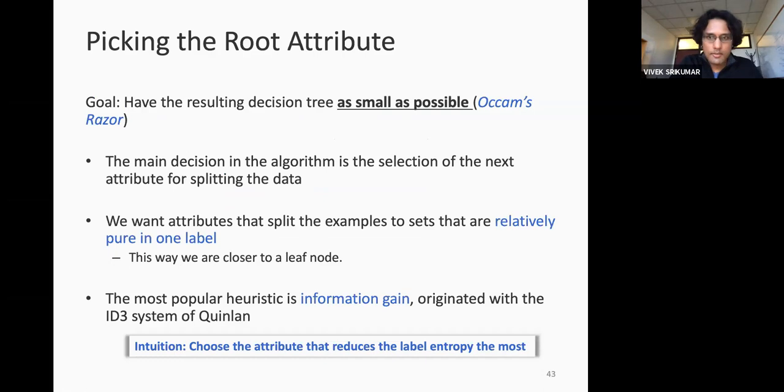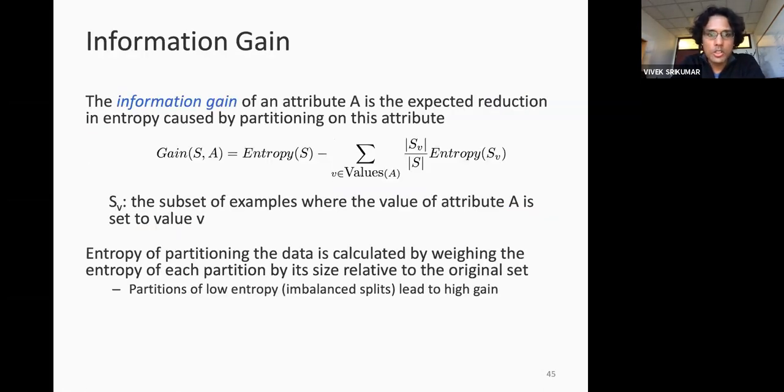The suggestion from Quinlan for the ID3 algorithm was that we use this notion of information gain. Information gain is asking the following question: given a certain attribute A, how much uncertainty would you remove if you split on A? So you start off with the total uncertainty at the top, meaning you have a set of examples.